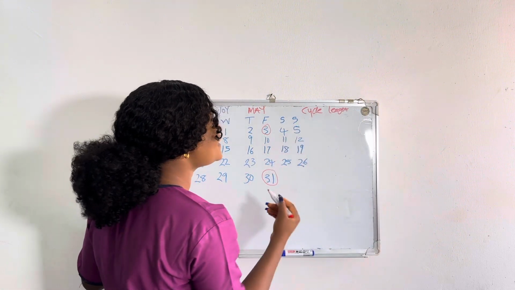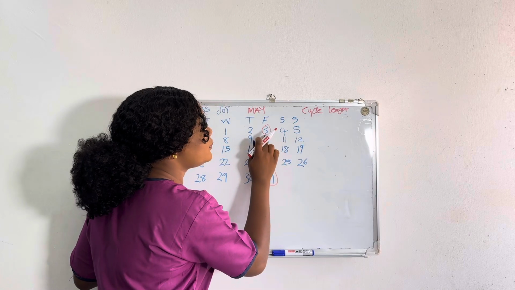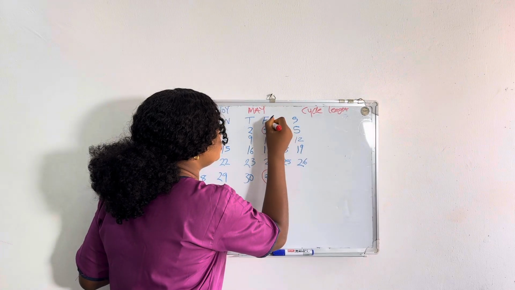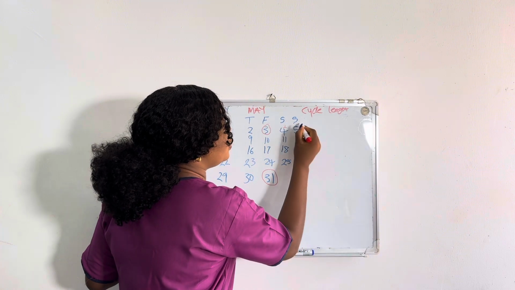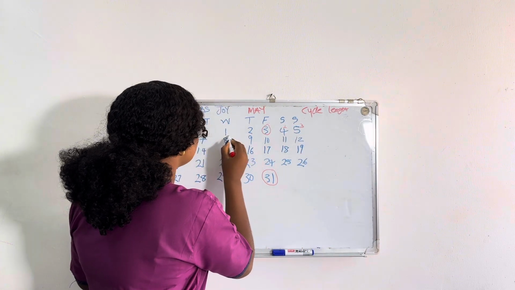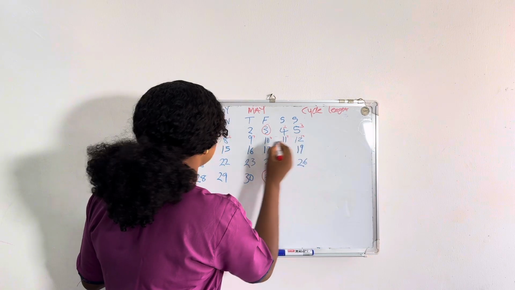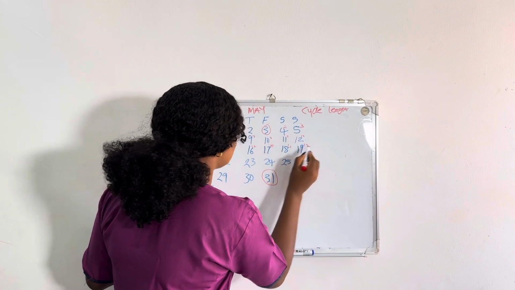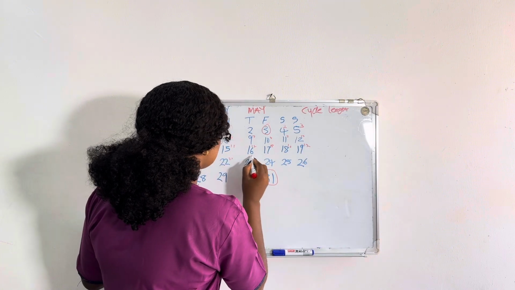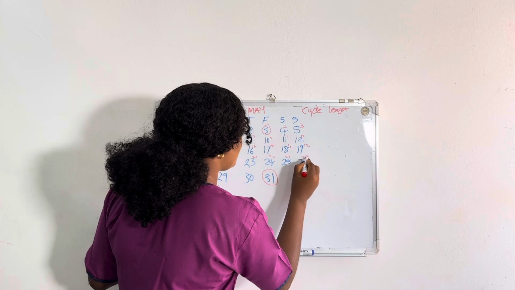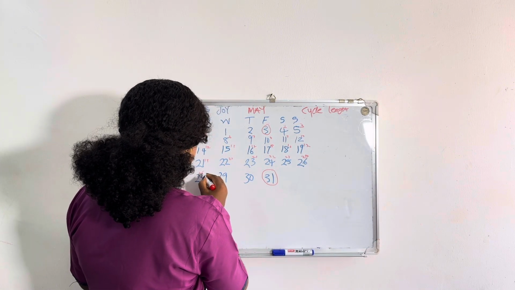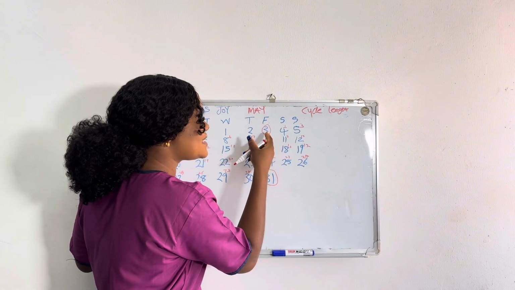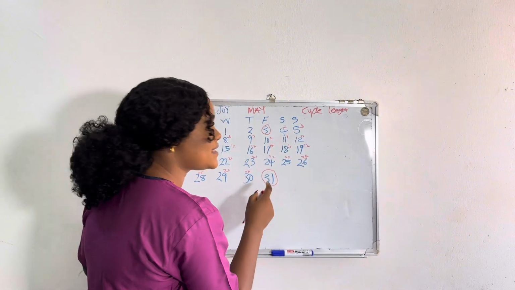Now, to know my cycle length, I simply start counting the first day I saw my period, the first day I saw blood, as my day 1. The second day, my day 2. Day 3, 4, 5, 6, 7, 8, 9, 10, 11, 12, 13, 14, 15, 16, 17, 18, 19, 20, 21, 22, 23, 24, 25, 26, 27, 28. So I calculate from the first day I started seeing my period to a day before my next period.